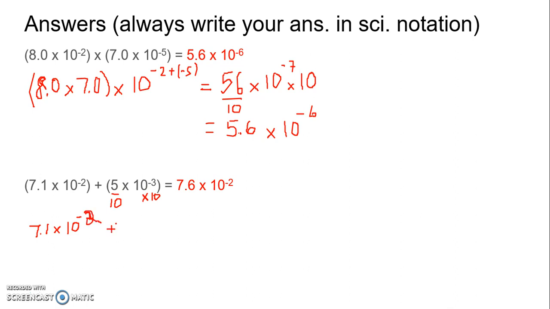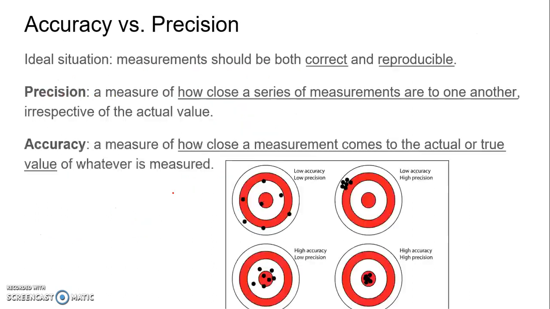plus 0.5 times 10 to the -2. Okay, so, and then you would have 7.6 times 10 to the -2.